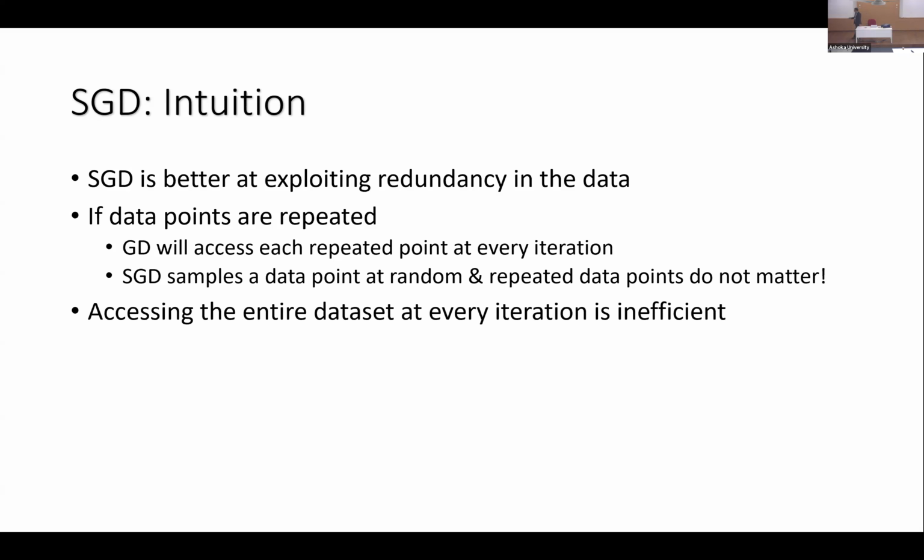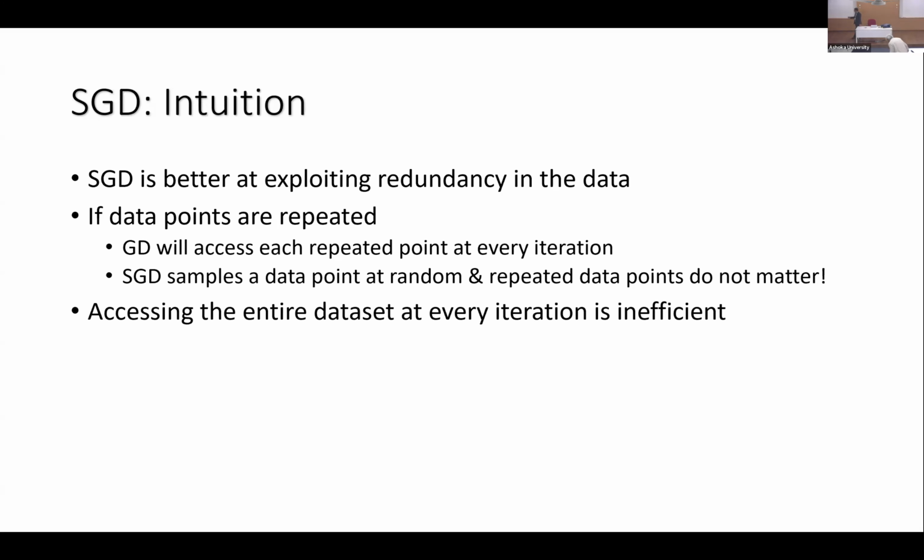And accessing the entire data set at every iteration is therefore essentially inefficient. So that inefficiency is what SGD is doing away with. Right? So I hope the intuition is clear.